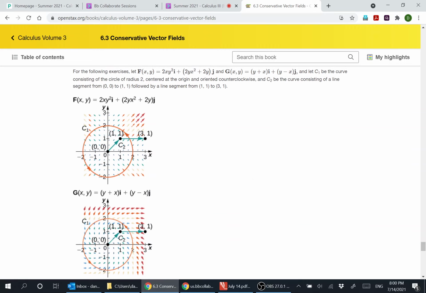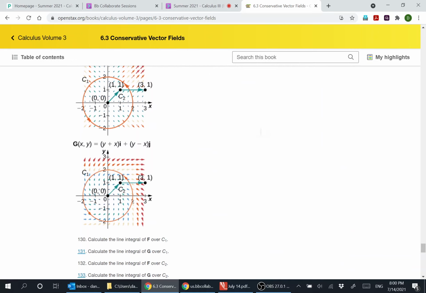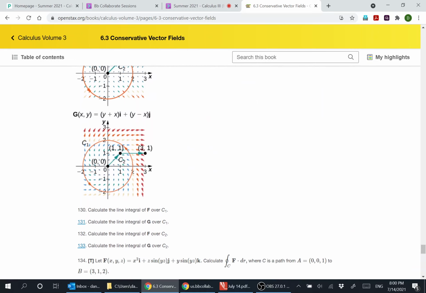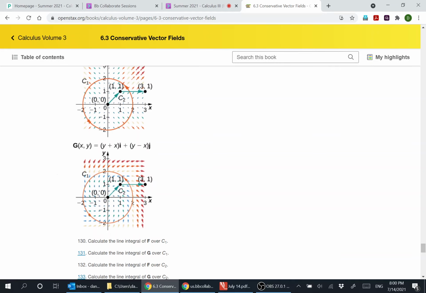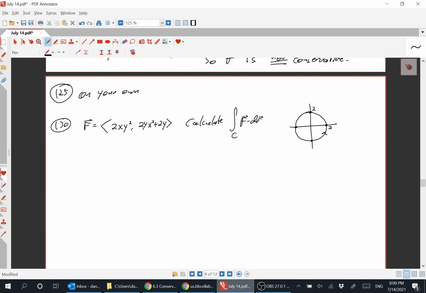Oh, wait a minute. C1, what's C1? Well, C1 is a circle. C2 is that line segment thing. Okay, well, that's a closed curve. So if this is conservative, it's 0. Right, so let's check it out.